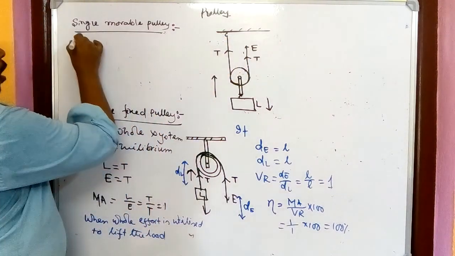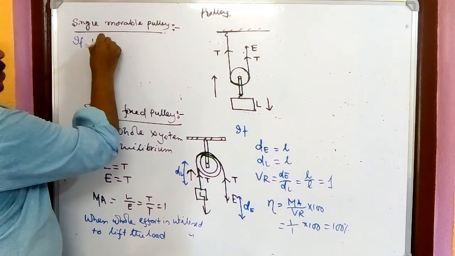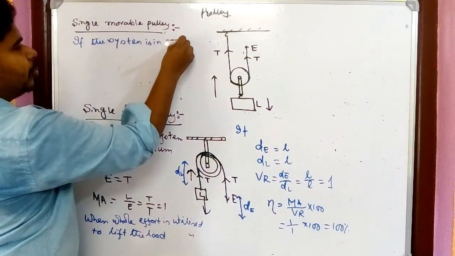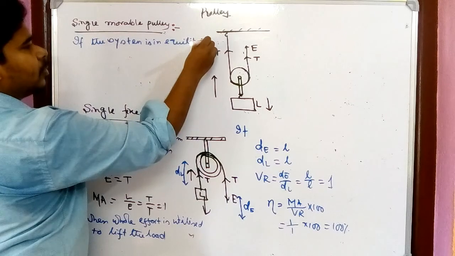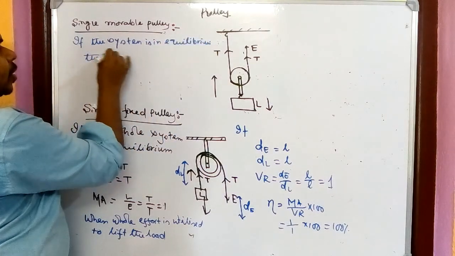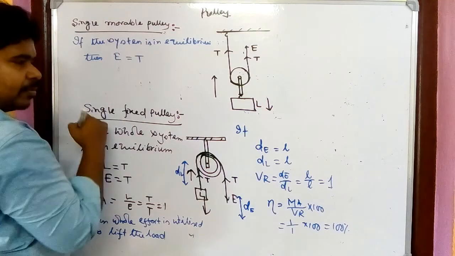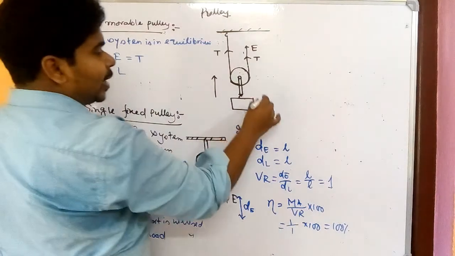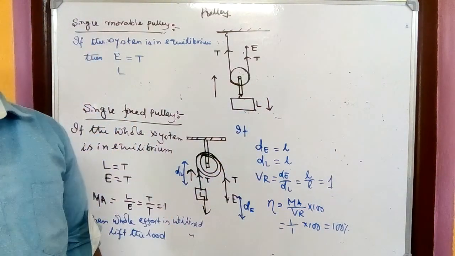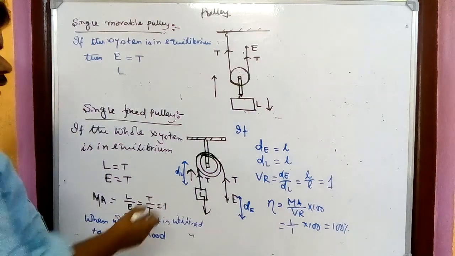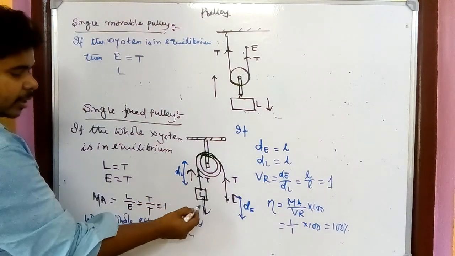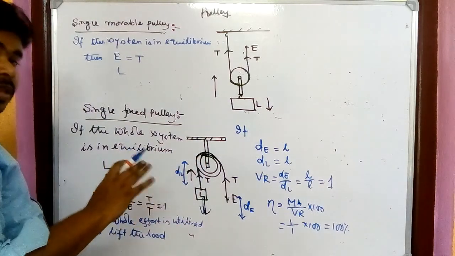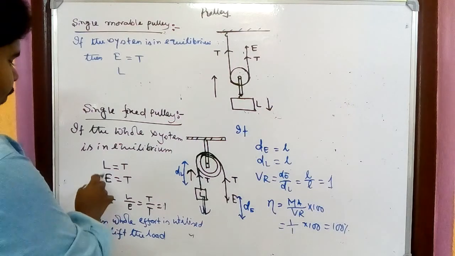So here also we can write that if the system is in equilibrium, then effort E equals T. And the load is acting downward. Which force is balancing the load? In the previous case, the load was acting downward and the tension was acting upward on this string. So this tension is balancing the load, so that's why we have written load equals tension.